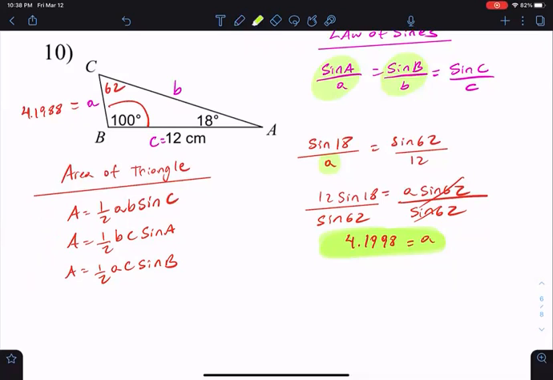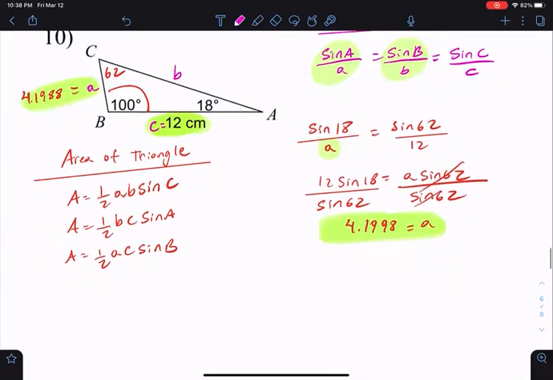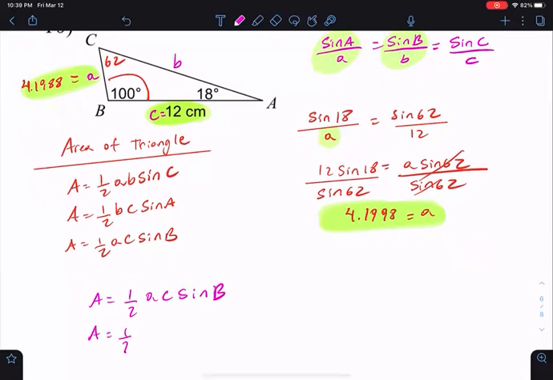The sides that I'm going to use are this and this, right? These are the two sides that I'm using. So this is not a big deal. The only thing I need to use is area equals 1/2 ac sin B, right? So area equals 1/2, little a is 4.1988, c is 12, and then sin 100, right?